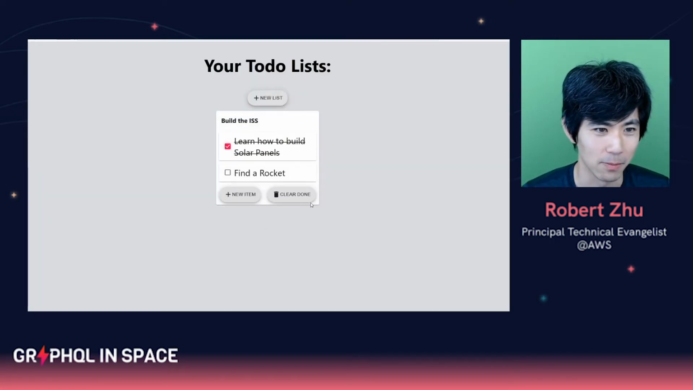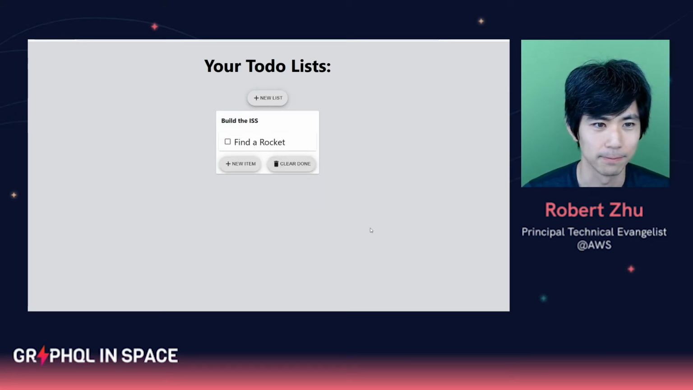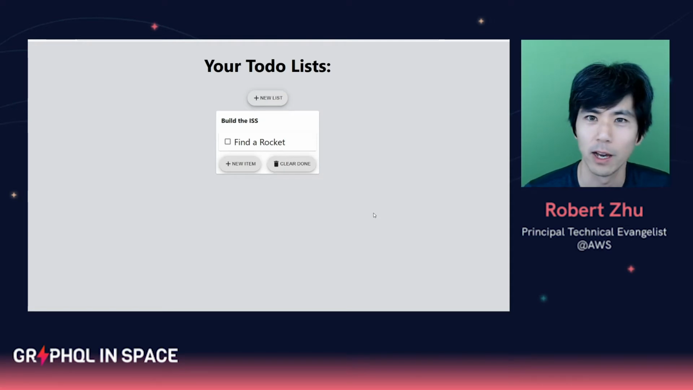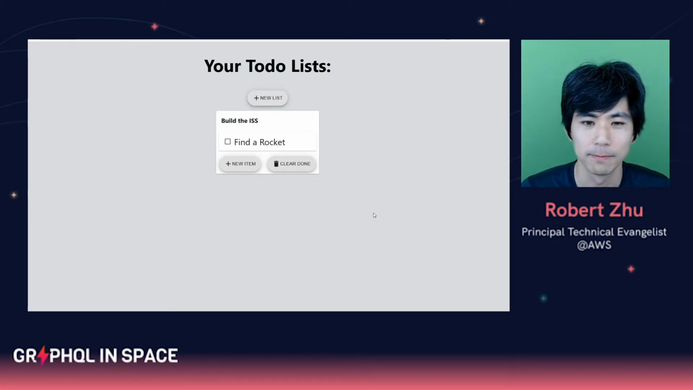And then as I'm done with these, I can check them off, and then I can clear done. All right. Hopefully that's pretty self-explanatory as for what we're building. Now, as I was going through that though, you can probably infer that there were a couple different API calls going on between the client and the server.